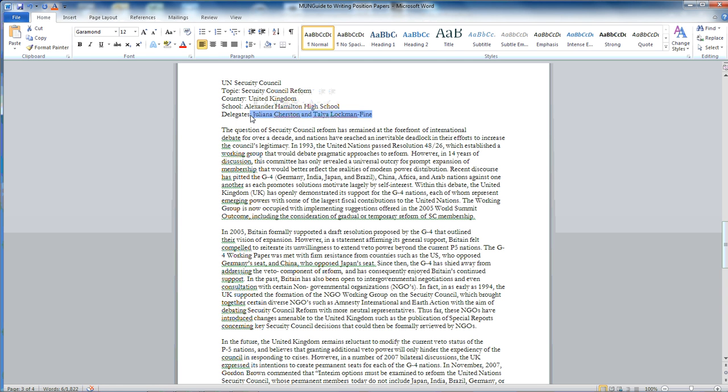Okay, so I'm just going to read this. I might break it down by paragraph. So I'm just going to read it and analyze it. Okay. The question of Security Council reform has remained at the forefront of international debate for over a decade, and nations have reached an inevitable deadlock in their efforts to increase the Council's legitimacy. In 1993, the United Nations passed Resolution 4826, which established a working group that would debate pragmatic approaches to reform.